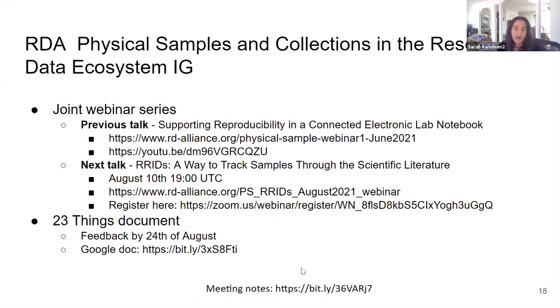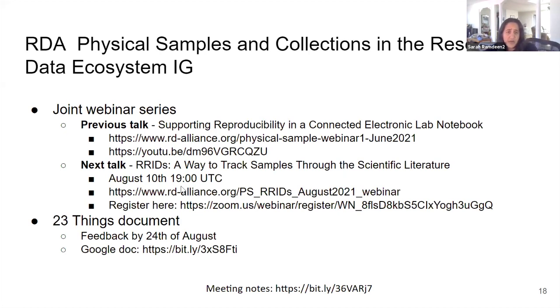The next one will be on RIDs, as a way to track samples in the literature, and that will be on August 10th at 1900 UTC. And again, here in the slides, you can find a description of it, as well as the way to register for the webinar.